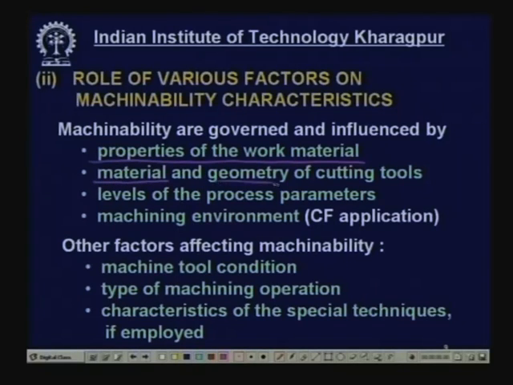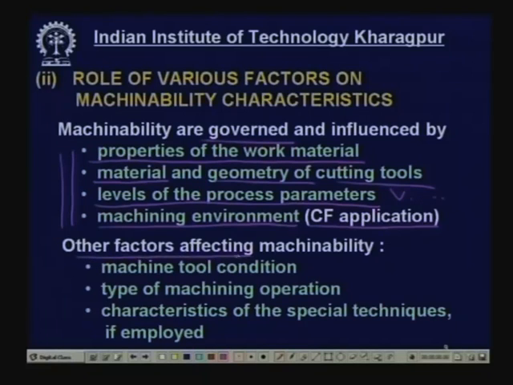Material and geometry of the cutting tool, and the levels of the process parameters like cutting velocity, feed, depth of cut. Depth of cut has got minimum effect, but velocity and feed have got effect. Machining environment, like cutting fluid application: should we apply or not, what type of cutting fluid, how do we apply, and so on, that will be discussed later on. What are the other factors? These are the major factors that govern machinability.